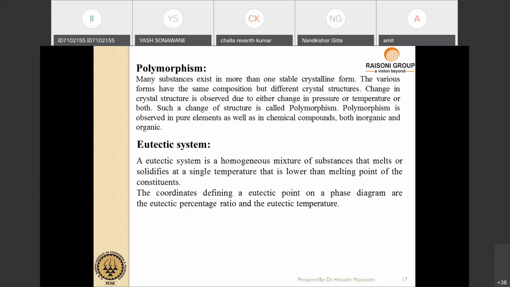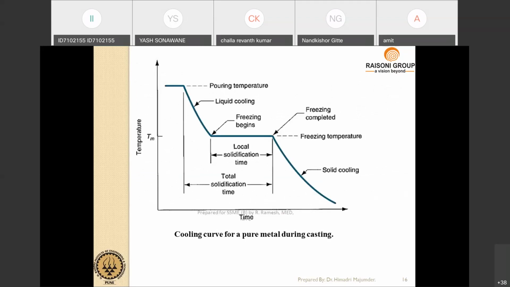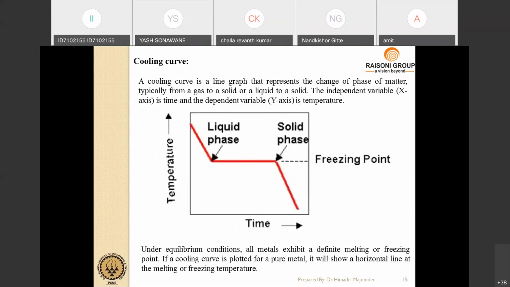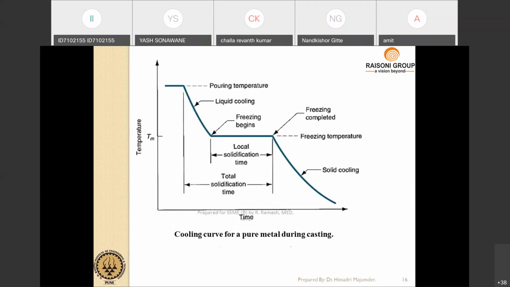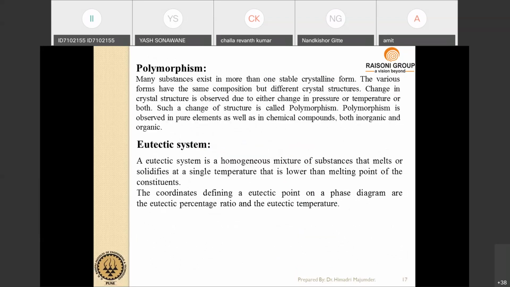Today we discussed different things: morphism, polymorphism, then the cooling curve, specifically how the cooling curve can be drawn, with an example of a cooling curve for a pure metal during casting operation. Then we discussed the eutectic system. In the next class we will check the eutectic system in more detail.